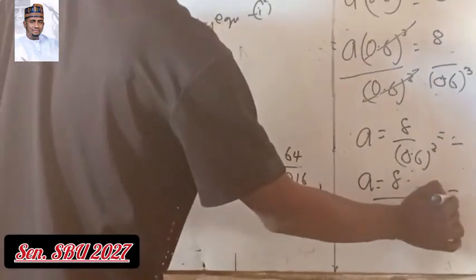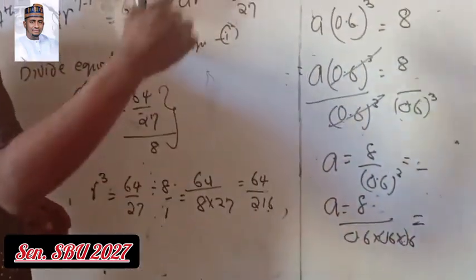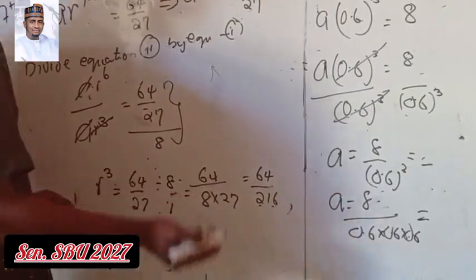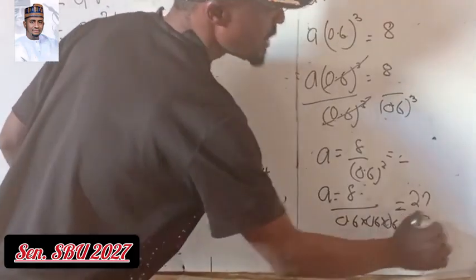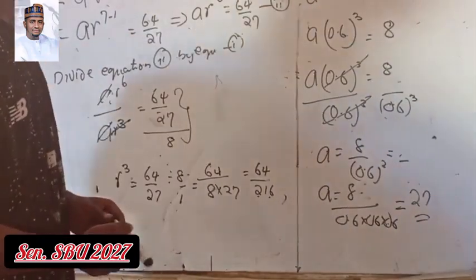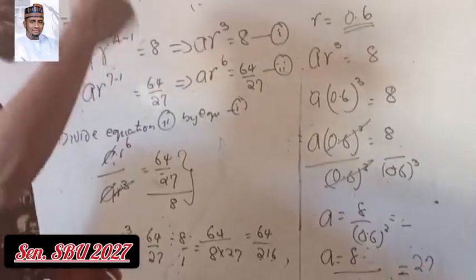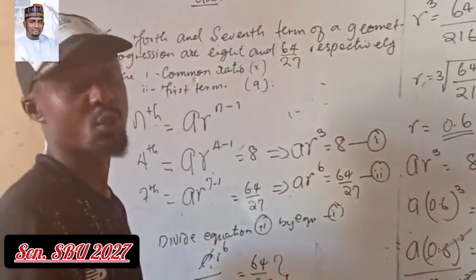If you take it, press your calculator very well. In our Hausa version, I say you should press it to get your answer. But for the English version, if you have gotten your A to be 27, it means your solution is correct. But if your A is not equal to 27, look for where the problem is and sort it out.